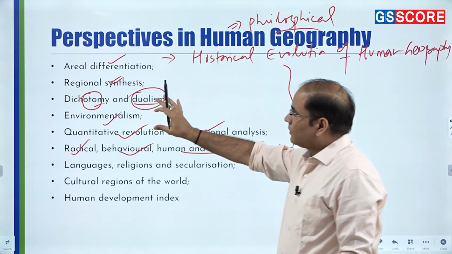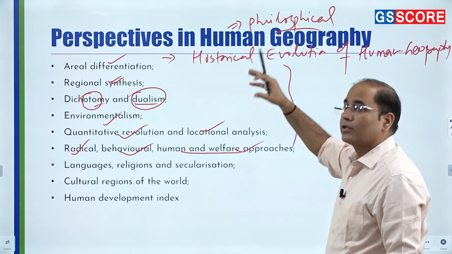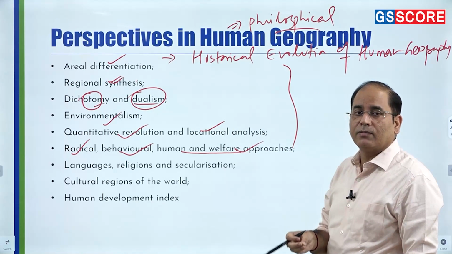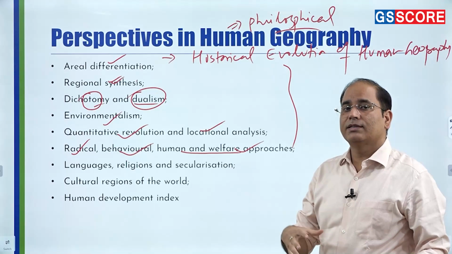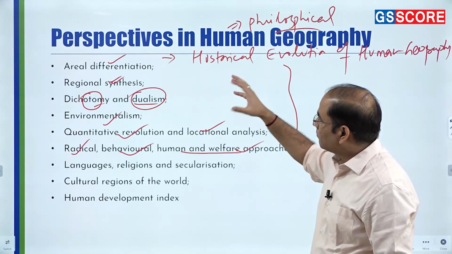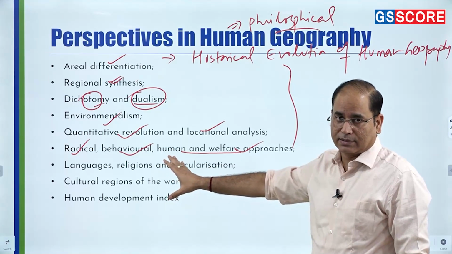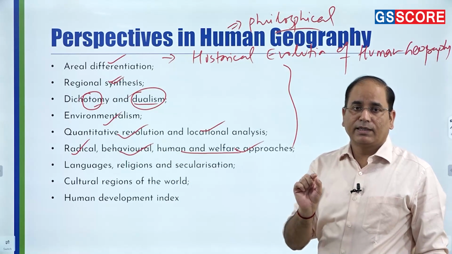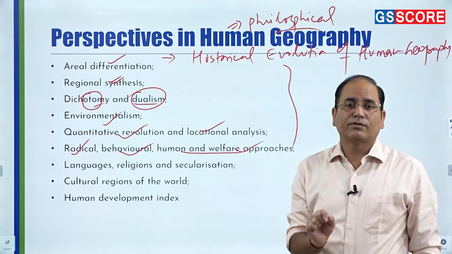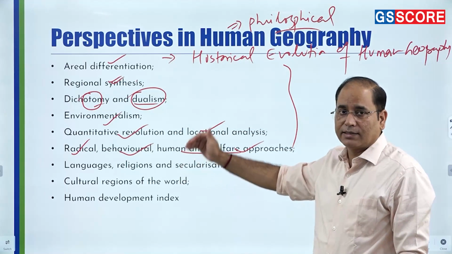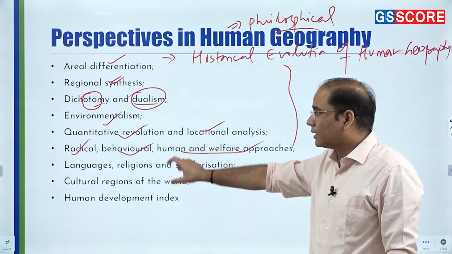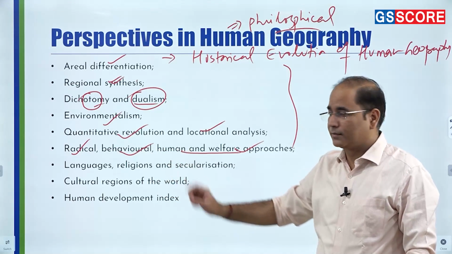But this chapter not only covers the philosophical aspect, it also covers some important human aspects. Some of the important human aspects are part of the second part of this chapter. A very important thing you need to understand: the majority of students only focus on this part. They ignore the other part, and in the last 3 to 4 years, the questions are regularly being asked from it.